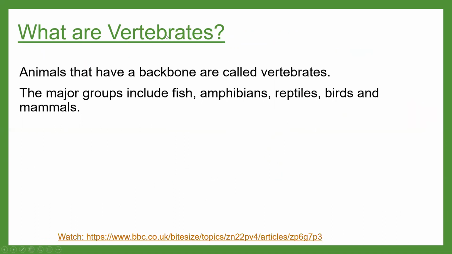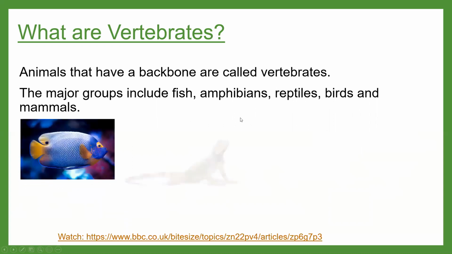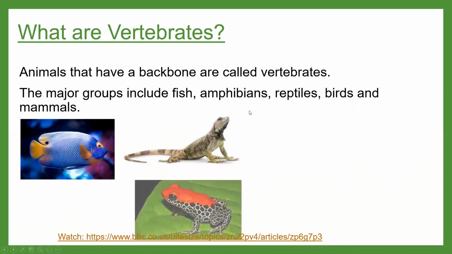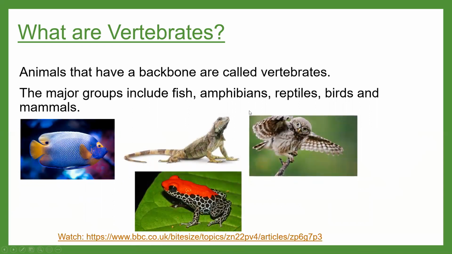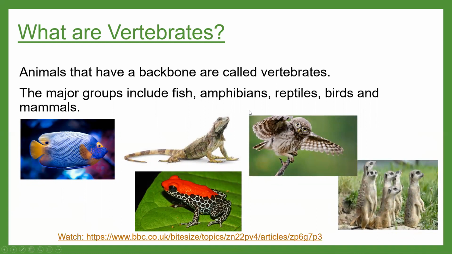What are vertebrates? Animals that have a backbone are called vertebrates. The major group includes fish, amphibians, reptiles, birds, and mammals. And here are some examples of animals that have got vertebrae. We're going to watch a short video now all about vertebrates.